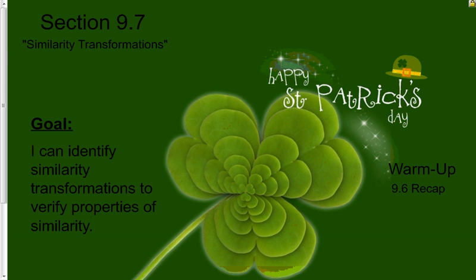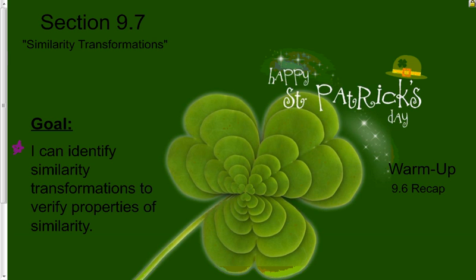This lesson is going to be about similarity transformations. We did a lesson on congruence transformations, but now we're going to do one on similarity transformations, and how you can combine transformations to show that things are similar. And it's really going to be a piggyback off of last section on dilations, because when you dilate something, you create a similar figure to it, just bigger or smaller. So we're going to do a lot of things with dilations today. Here's our goal, to identify similarity transformations to verify properties of similarity.